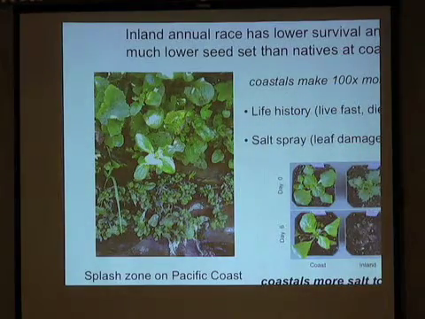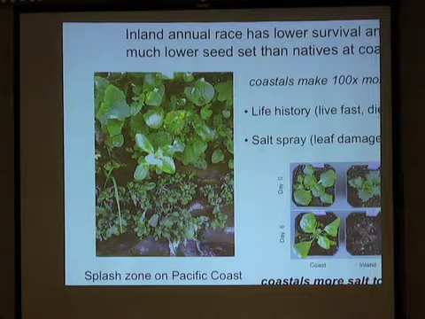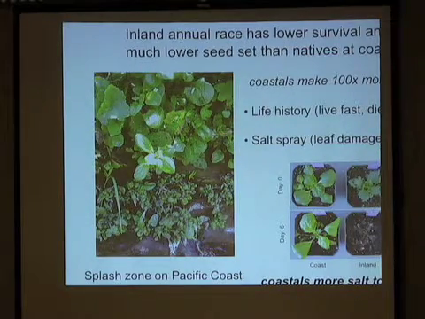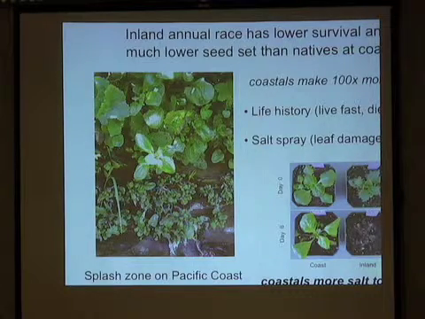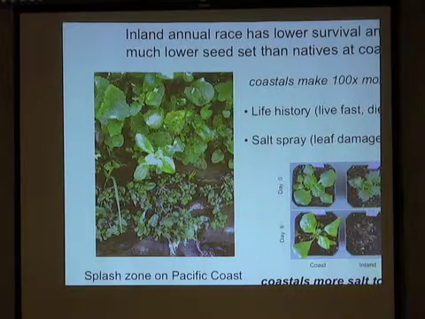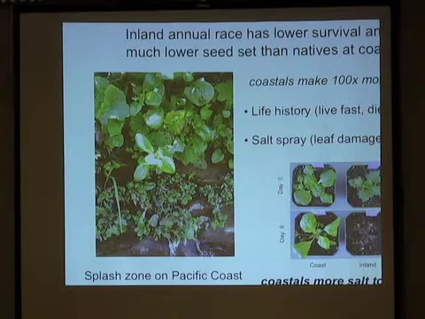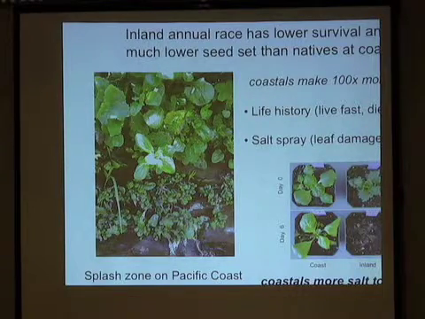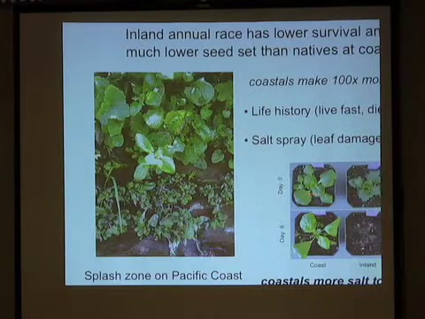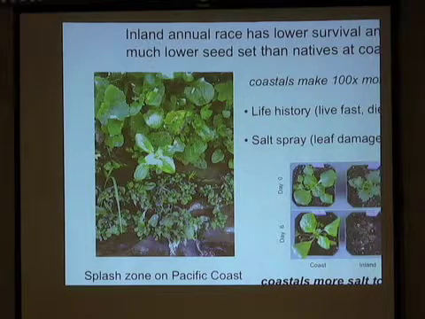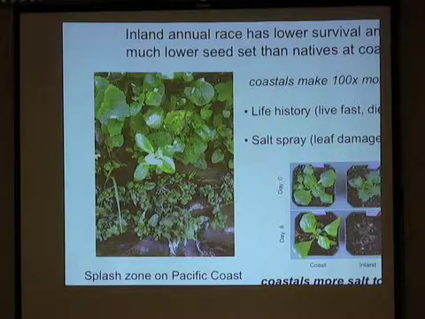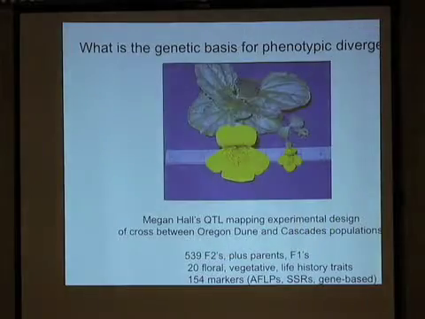On the coast, what you see is that the perennials can get very large and produce masses of seeds, 100 times more seeds in their lifetime than the inland annuals planted on the coast. That difference in life history obviously suits the coastal perennials fine, but as I said, the perennials are also salt tolerant. You could show this in the lab just by taking plants from the two populations and spraying them with saltwater spray, and the inland annuals die rapidly.